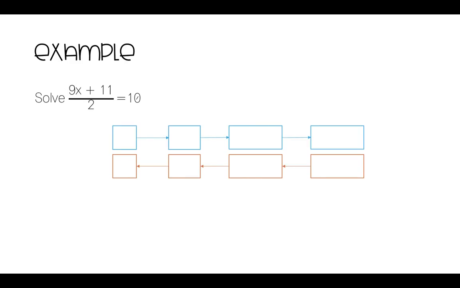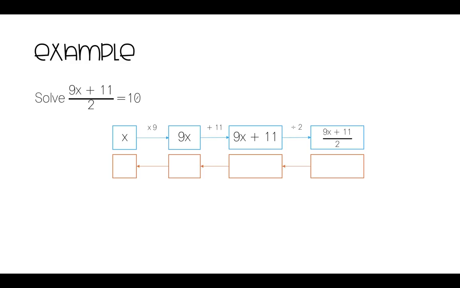Here we have another one. Now, following BIDMAS, we have our brackets, indices, division or multiplication. But we need to solve the upper part of our division first before we can divide, which means when we're solving it using flowcharts, we're going to start with our upper section and formulate that first. So we're starting with our x, and the first thing we would do to our x is multiply it by 9. So we get 9x. Then we would add 11, which is 9x plus 11.